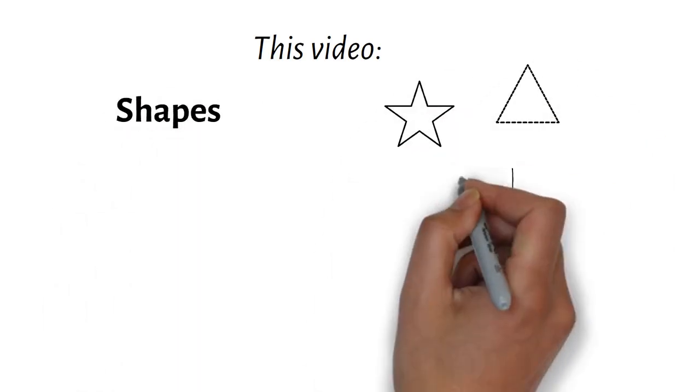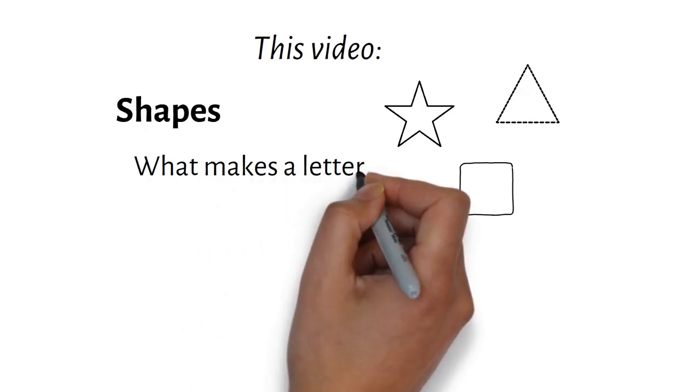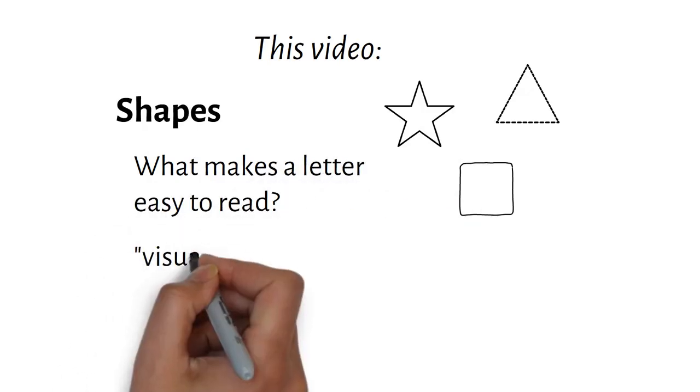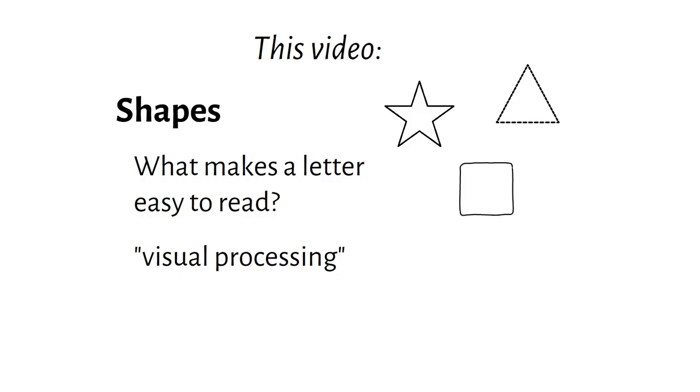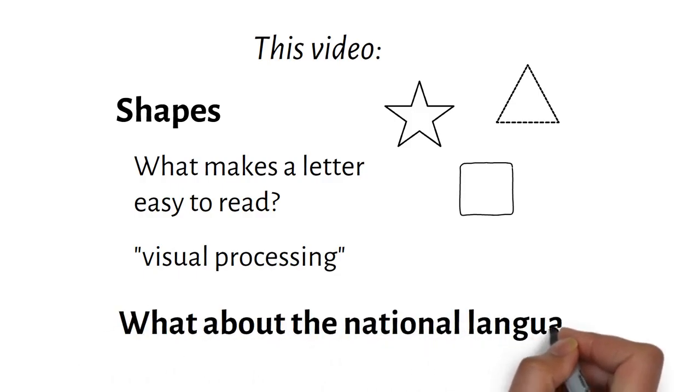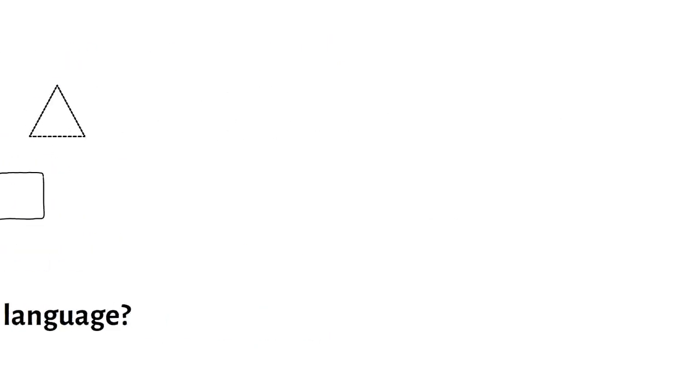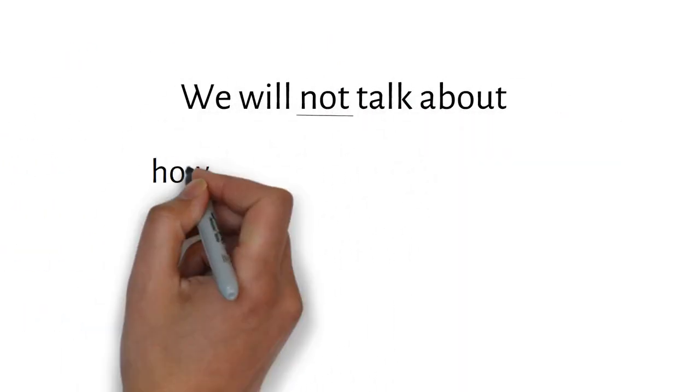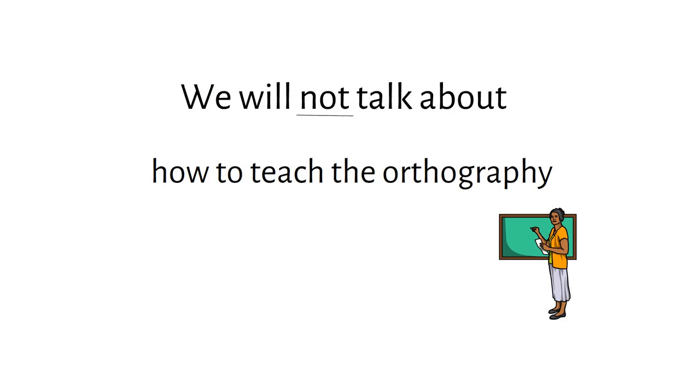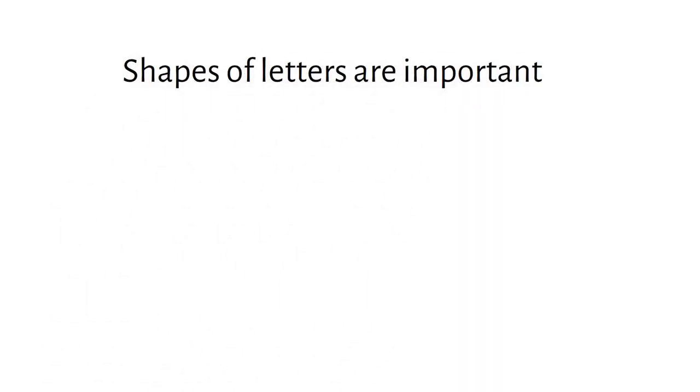Just looking at the shape of a letter, what makes it hard or easy to recognize? We call this visual processing. And how does the local orthography connect to the national language or another major language? These things can affect which letters you choose. We will not talk here about how to teach the orthography. This is important, but we talk here about choices in developing the orthography, not what you do with it after it has been made.